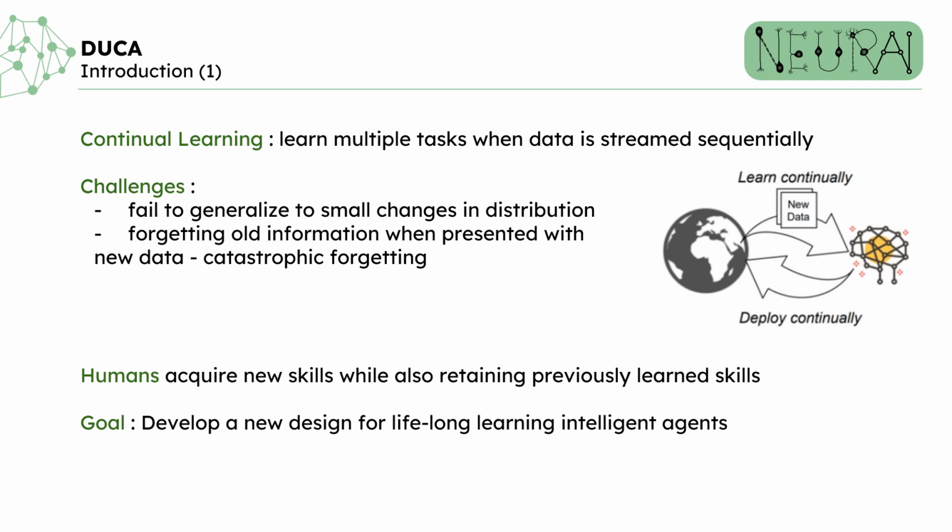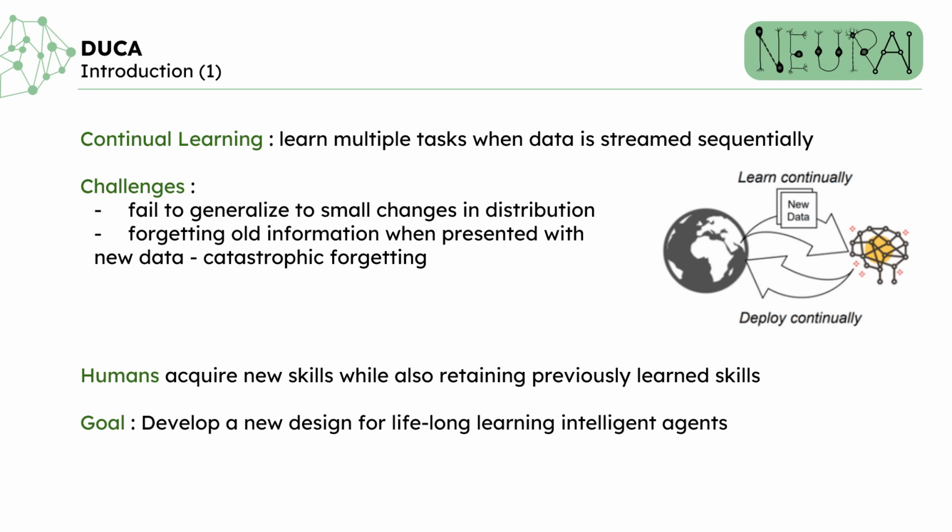Deep learning has seen rapid progress in recent years, and supervised learning agents have achieved superior performance on perception tasks. However, unlike a supervised setting where data is static and independent, real-world data is changing dynamically. Continual learning aims to learn multiple tasks when data is streamed sequentially. Artificial neural networks, however, are still not effective lifelong learners. They often fail to generalize to small changes in distribution and also suffer from forgetting old information when presented with new data, which is known as catastrophic forgetting.